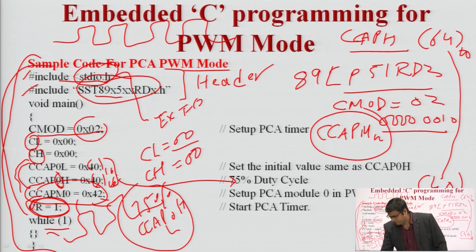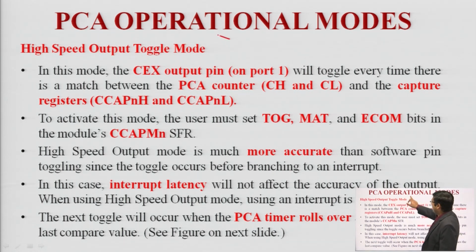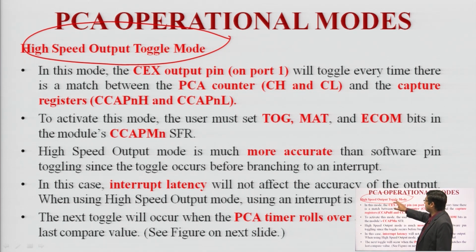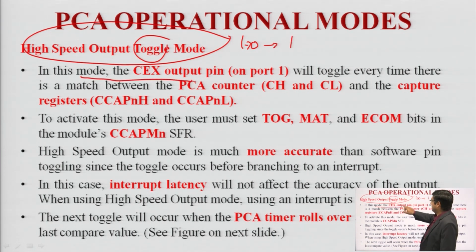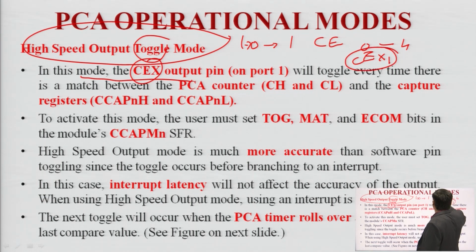But we are left with the high speed output toggle mode. Let us start. This is one of the operational modes of the PCA timer or counter: high speed output toggle mode. Toggle means a 1 to 0 transition or 0 to 1. In this mode, CEX means counter external enable, and X may vary from 0 to 4. If it is CEX1, it is associated with module 1 operation.